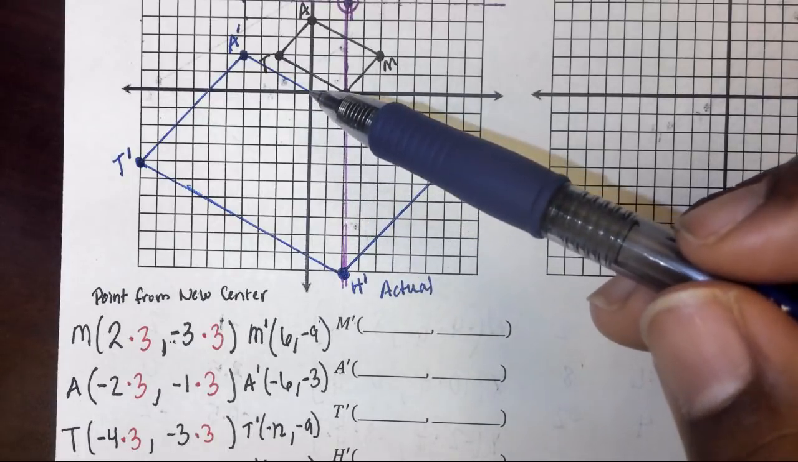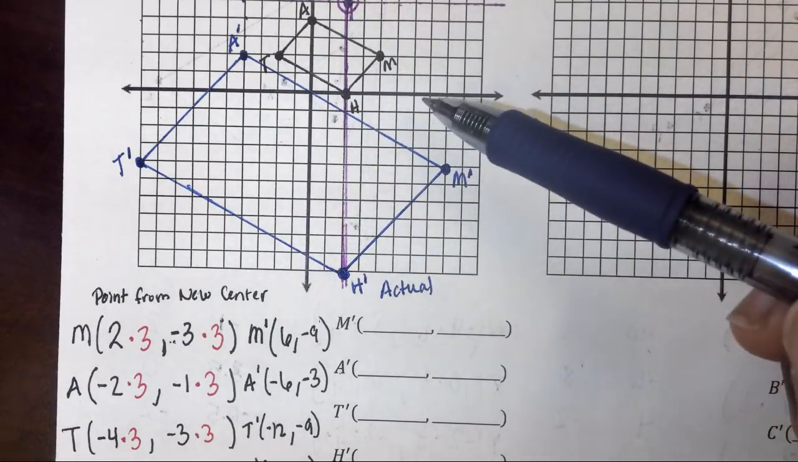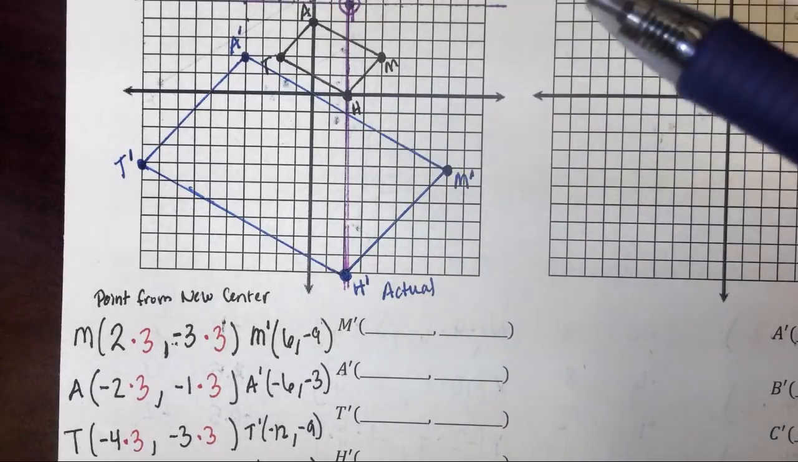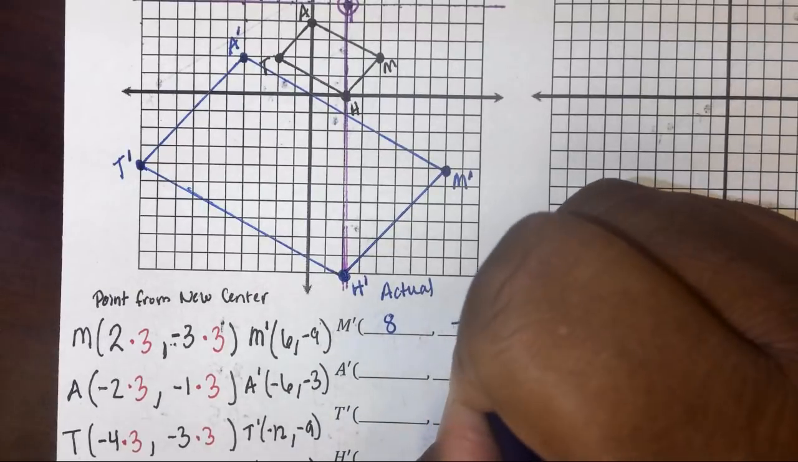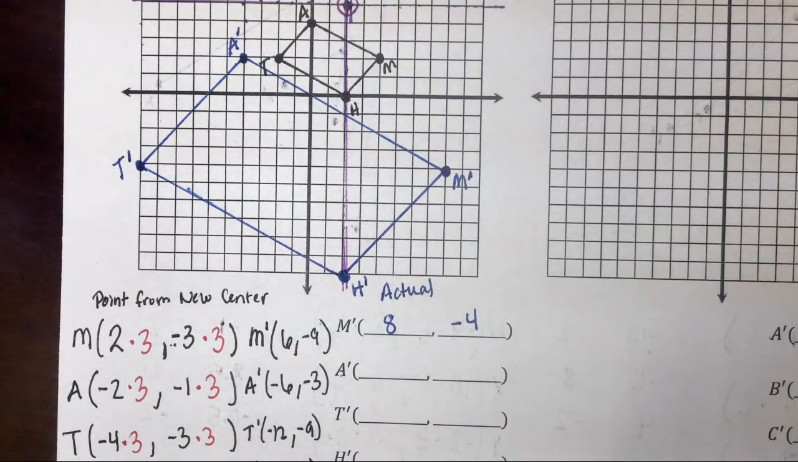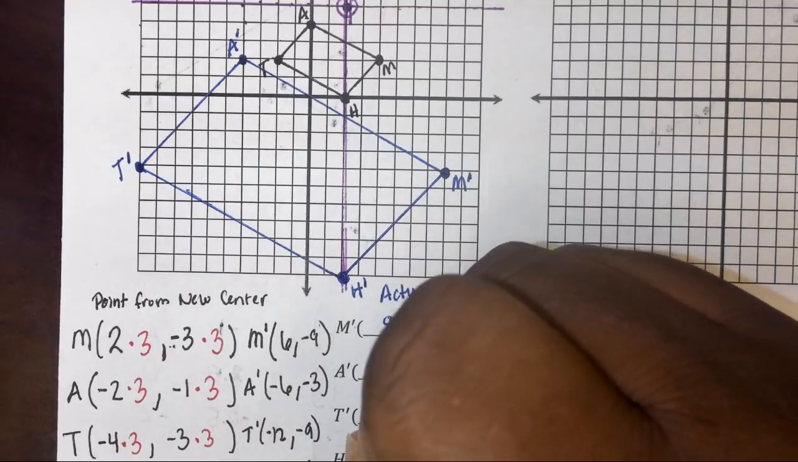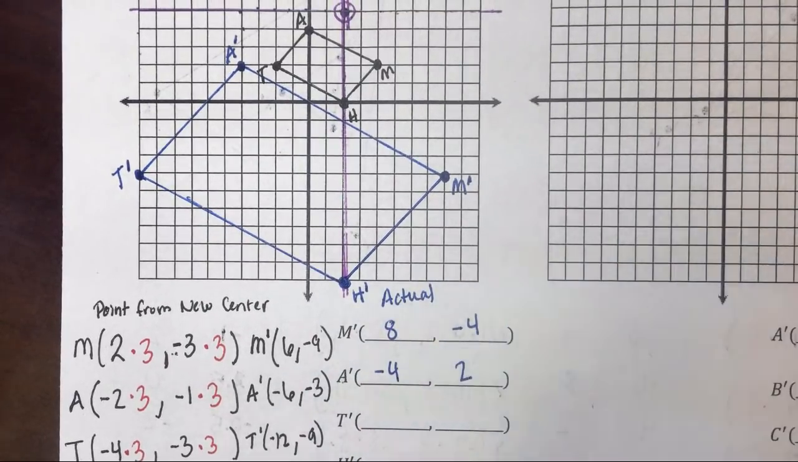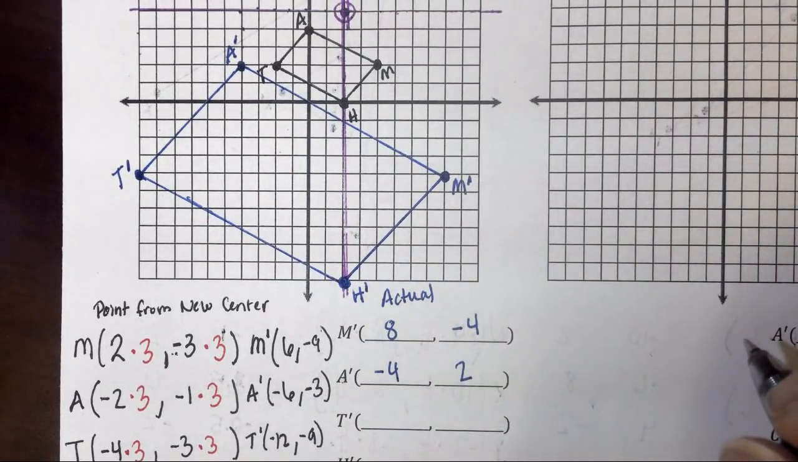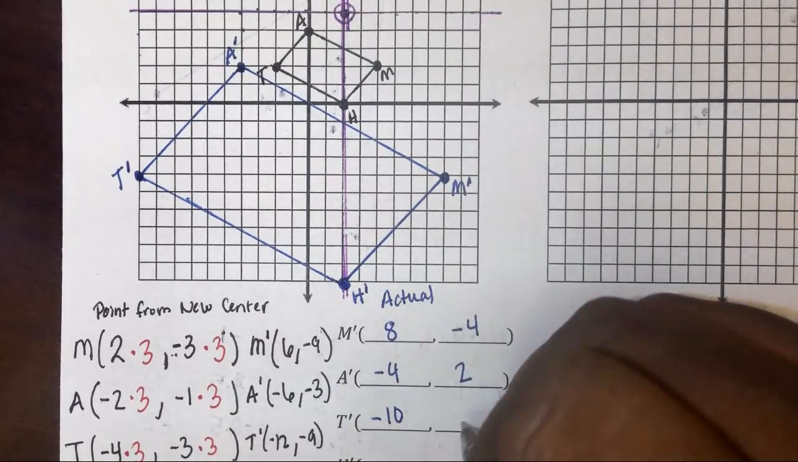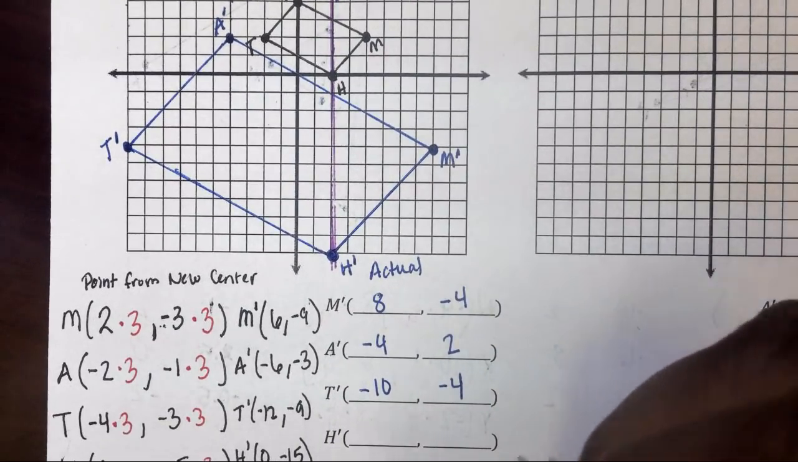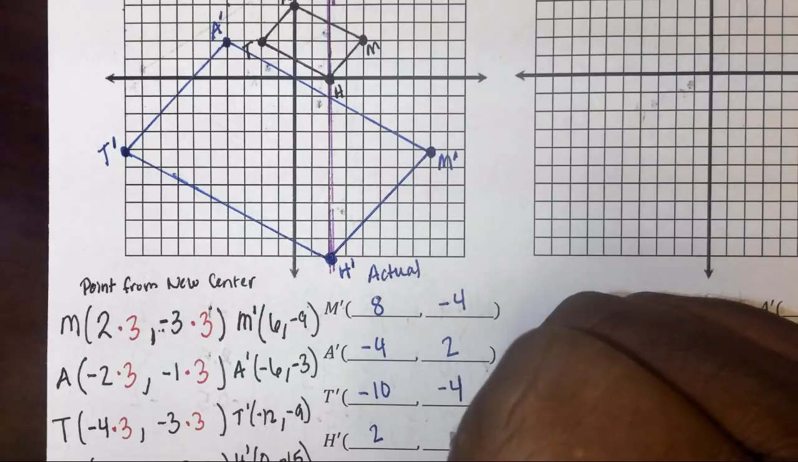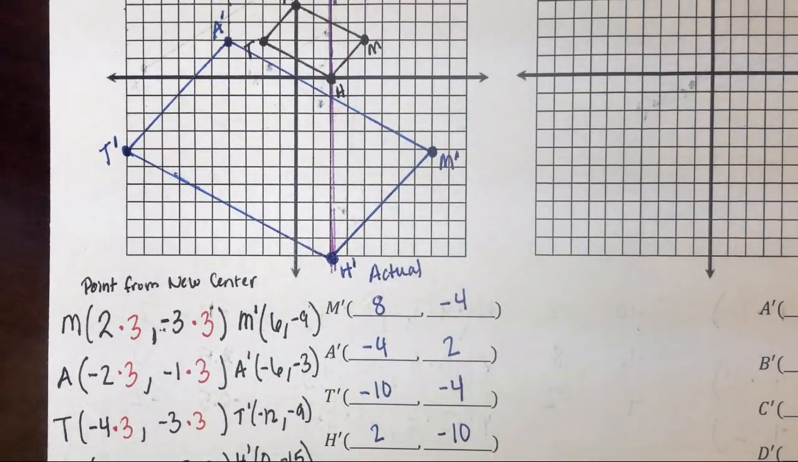So from 0, 0, now I'm going to just read my actual points. Where is M actually at? M is at 8, -4. From 0, 0, where's A actually at? It's actually at -4, 2. And then T, that's going to be at -10, -4. And then H prime is at 2, -10. All right.